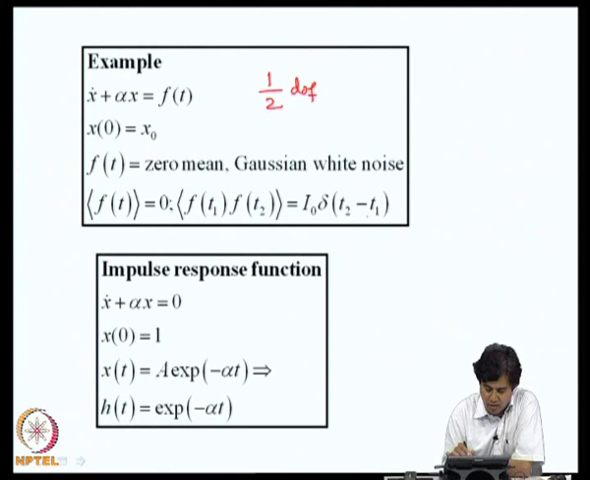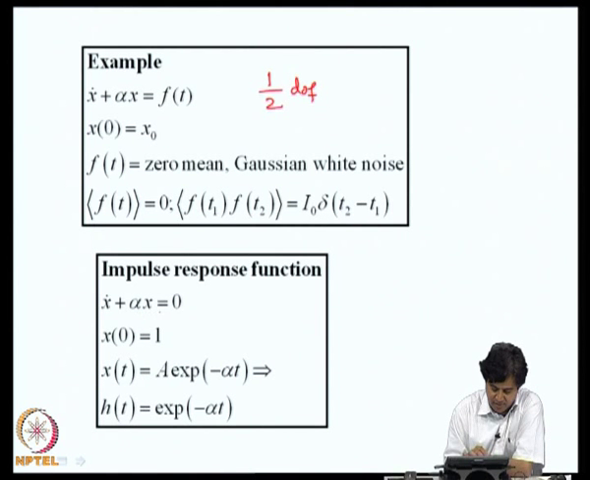So, the question that I am going to ask now is: characterize x of t. First and foremost, we have to write the Duhamel's integral that relates x of t to f of t. For that I need the impulse response function. So, I use the generalized definition of the impulse response function.